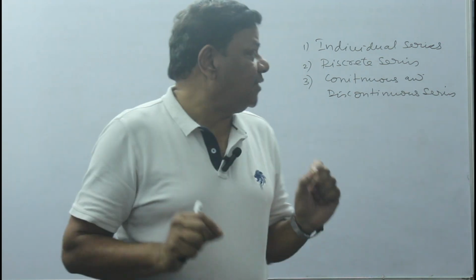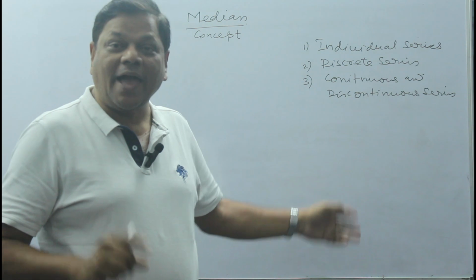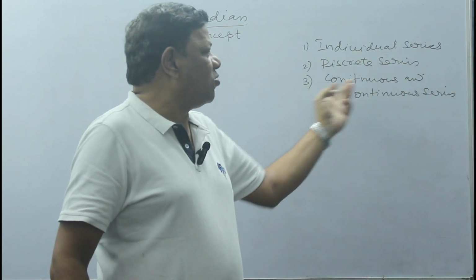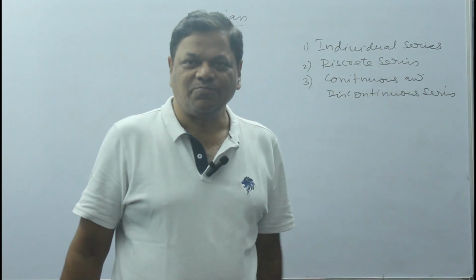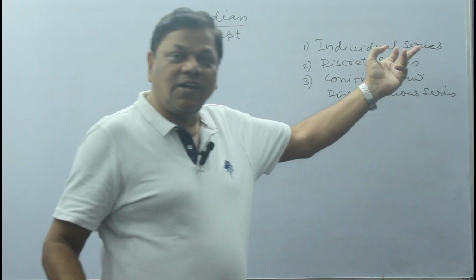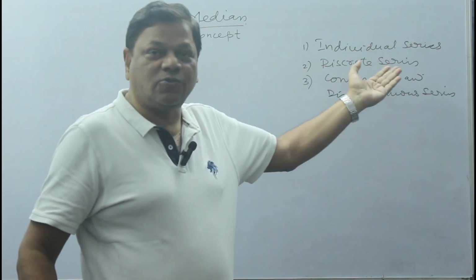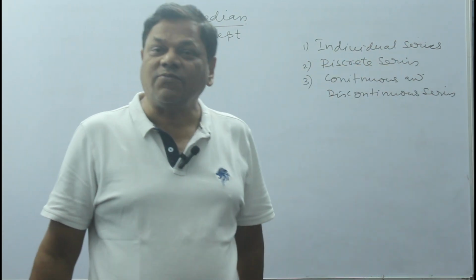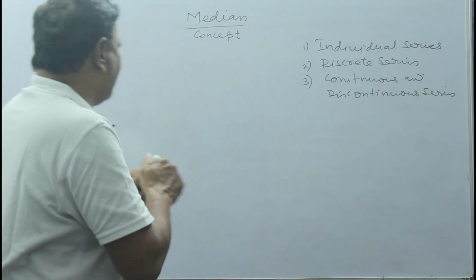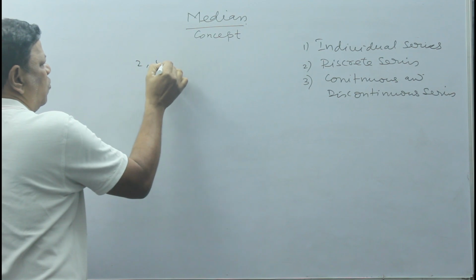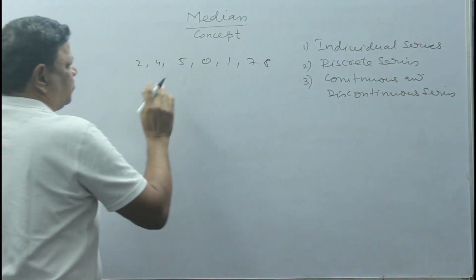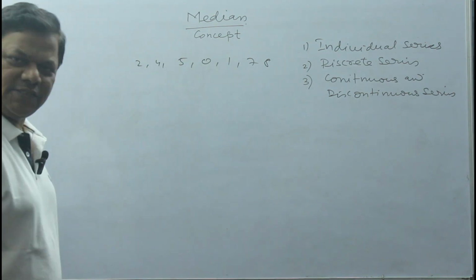Already you know there are 3 types of series. I explained already: individual series, discrete series, and continuous and discontinuous series. Median is also of 3 types: how to do it in this series, in this series, and in this series. That only you have to understand. So first we see observation. Let 2, 4, 5, 0, 1, 7, 8 be given. Okay, children?